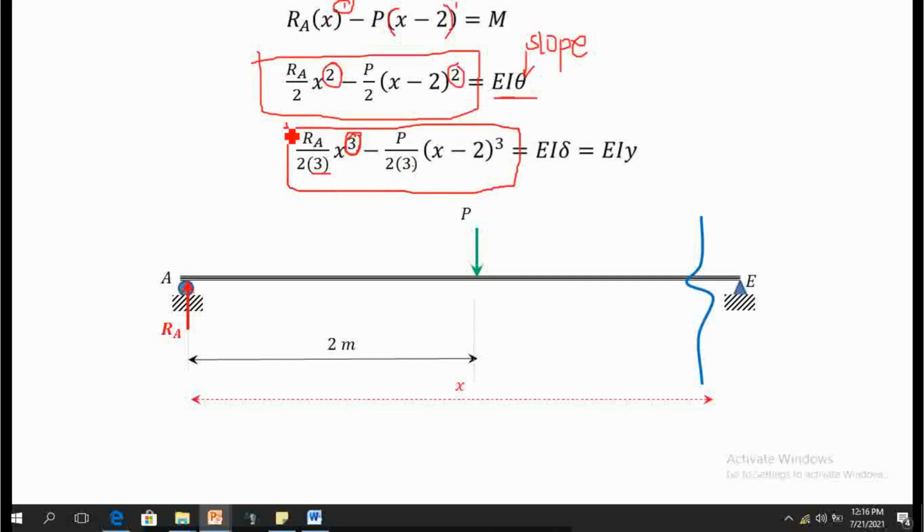Now, itong equation na to, that is the equation for your deflection. Itong y na ito, this is now your deflection. And take note, this E is the modulus of elasticity. Itong I na to, that is the moment of inertia nung beam.